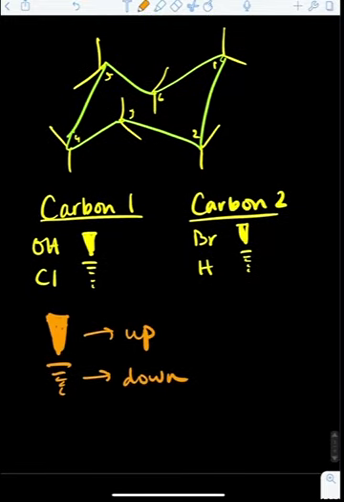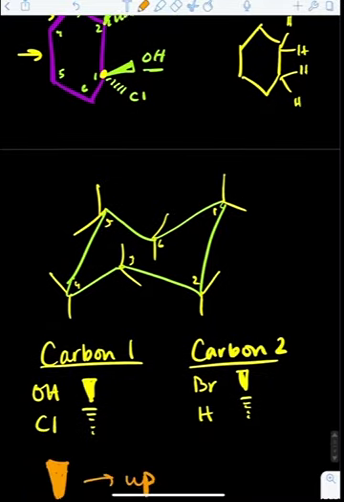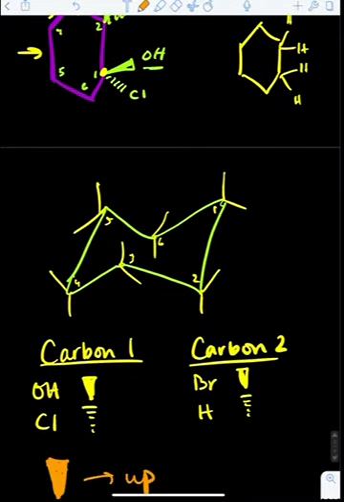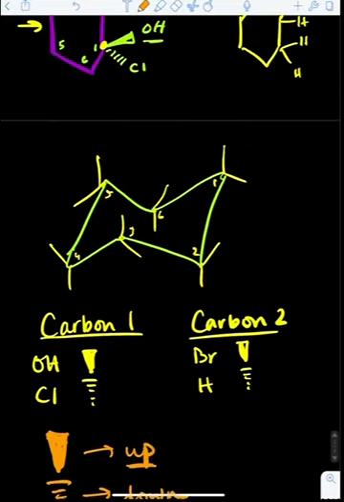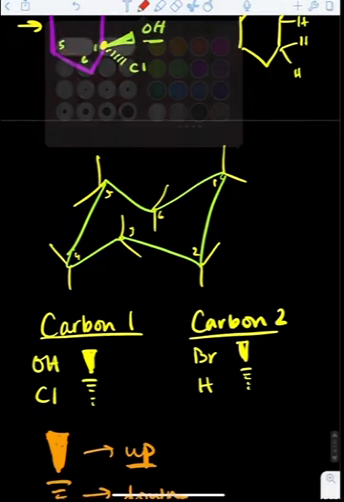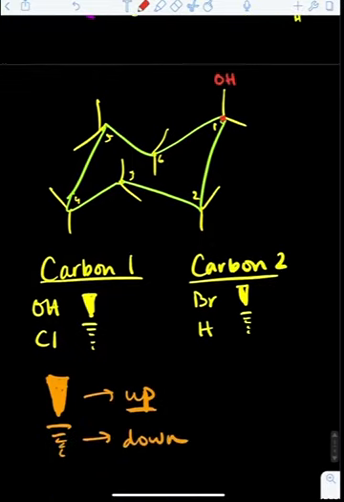So now we can draw in our chair conformation. So on carbon 1, we have an OH on a wedge bond. So that means it's going to be in the up position, right? All right, so let me use a different color. So on carbon number 1 right here, we have an OH going up, so that's going to look like that. And then we also have a chlorine on a dash, which means that it's going down. So that's going to look like that.